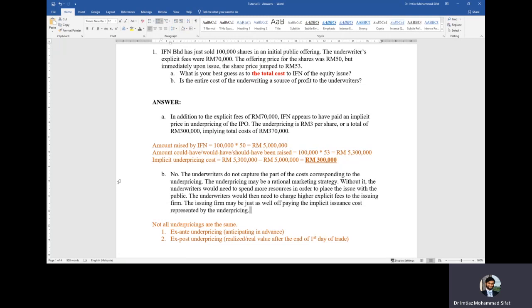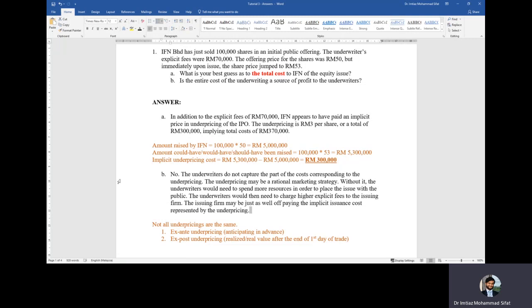But in addition to that, I would also like to draw your attention to a well-known fact within the financial industry. There are 2 kinds of underpricing. One is ex ante, and the other one is ex post. Ex ante is a Latin term which is forward-looking, kind of predicting, forecasting, anticipating in advance. And ex post is after whatever happened has already happened. So ex post here is the realized or the real value of the underpricing. But ex ante is anticipating in advance.